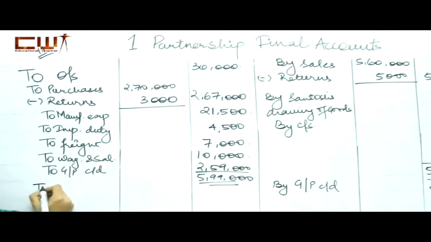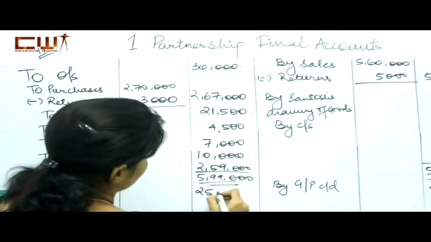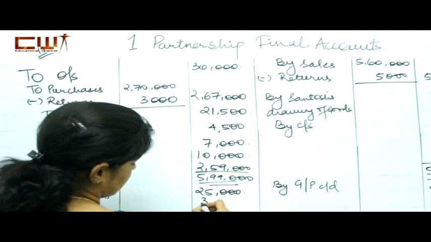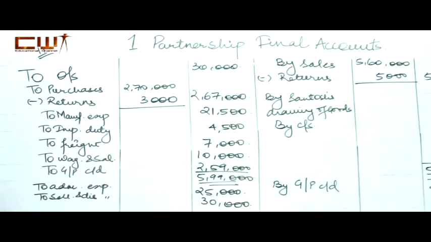First you take administrative expenses. How much is the administrative expenses given to you? 25,000. Alright. Next is selling and distribution expenses 30,000. No adjustment. Selling and distribution expenses 30,000. Right. What next is given to you? Discount. See, discount, debit and credit both they have given. So debit, write it on the debit side. Credit, write it on the credit side.